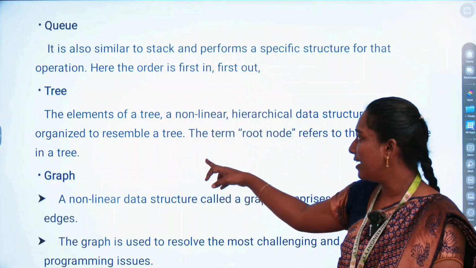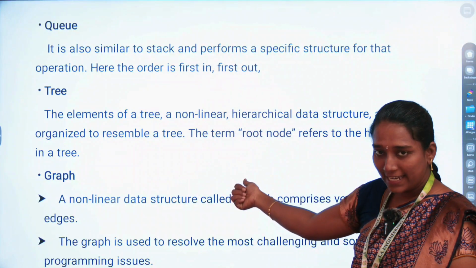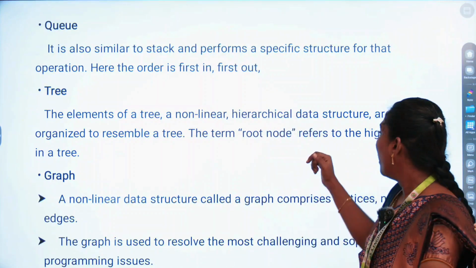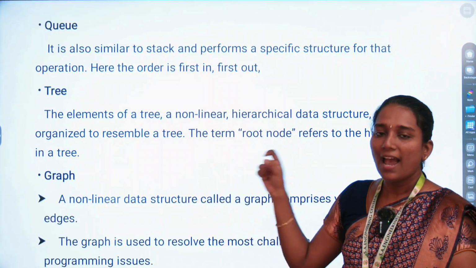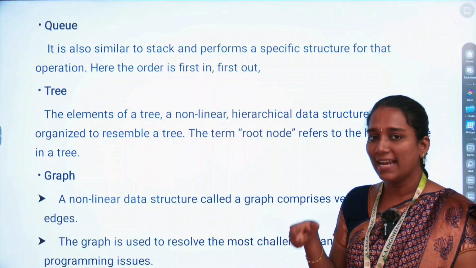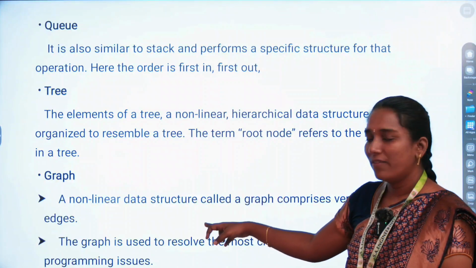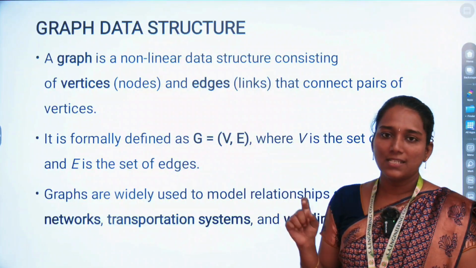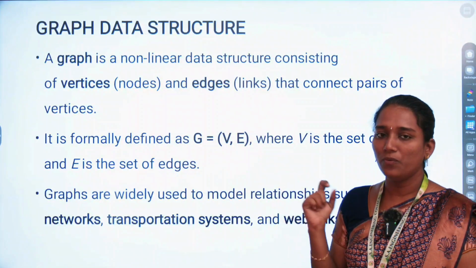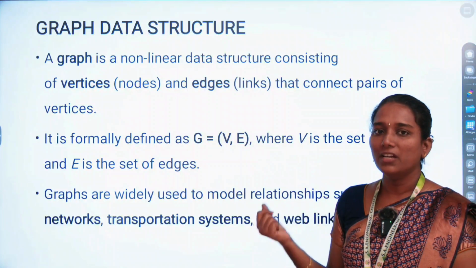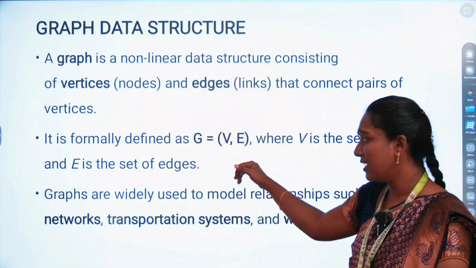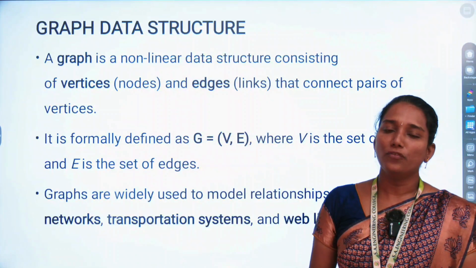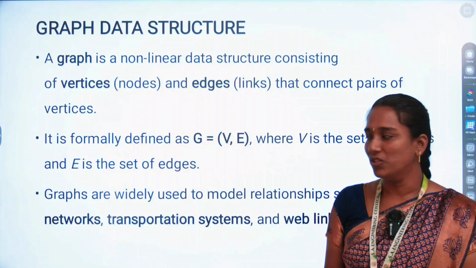Next is a tree. A tree is a non-linear, hierarchical data structure, and the term root node, that is the source node, refers to the highest node in the tree, and it consists of parent and child nodes. Both will be there. Next is a graph. A graph is a non-linear data structure which comprises vertices and edges. Vertices are nothing but the nodes, and an edge is what connects one vertex to another. It can be defined formally as G equals (V, E), where V is a set of vertices and E is a set of edges.